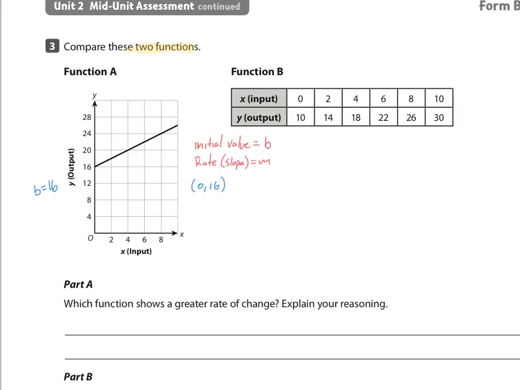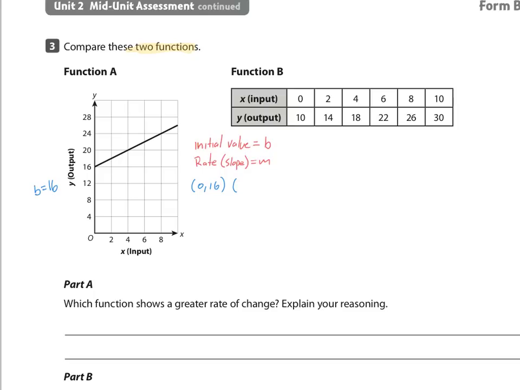And then the next point, you can choose any point. You can choose this one, but the issue with this one is that it's between these two numbers, so we cannot be too precise. So I'm actually going to go to 4 on the x, and then I'm going to go up right here, just because it is nicely connected by those lines. You could also use 8 and 24. Your answer won't change.